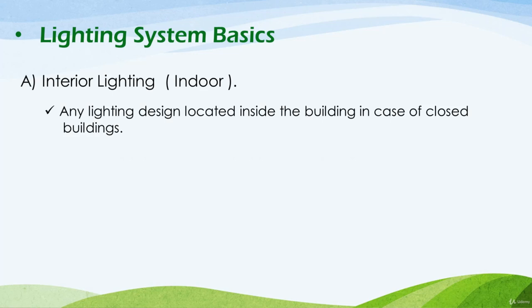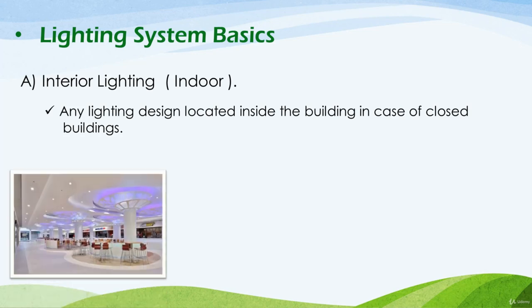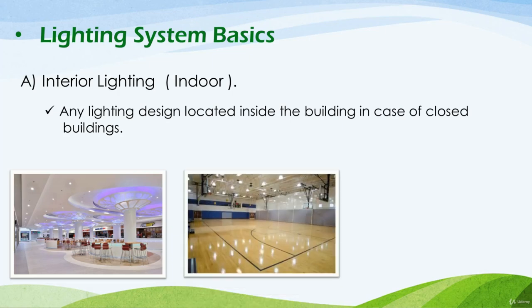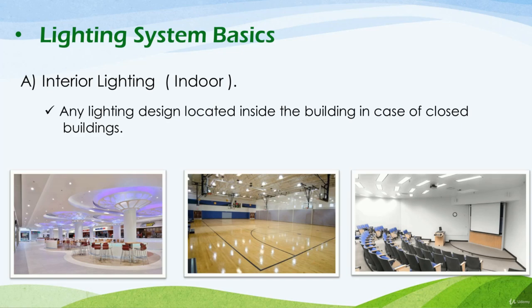As we said, the interior lighting system design is any design that is located inside the building in case of closed buildings. So for any closed building, the lighting system design for it will be an interior design. And an example of that is that mall here. And also if we are making the lighting design for this closed basketball court, this is an interior design also. And the same thing if we made the lighting design for this lecture hall, this is another example for the interior design.